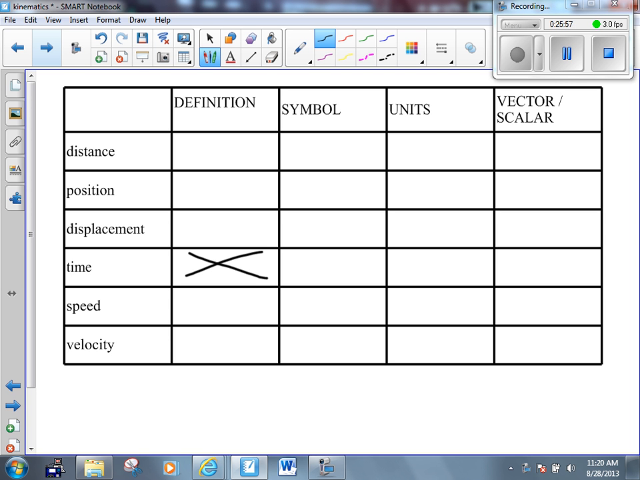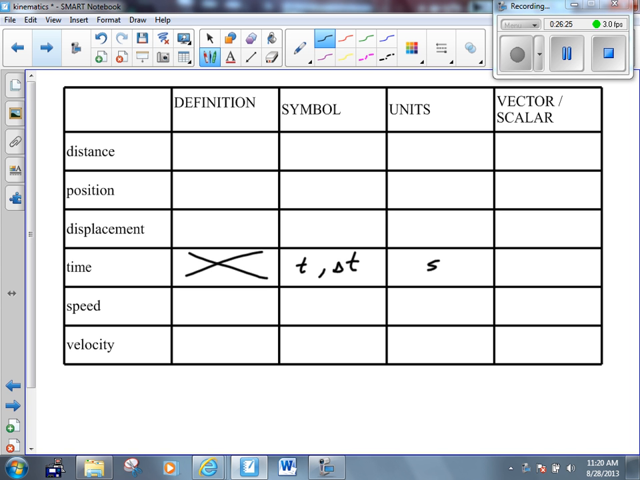The symbol for time will be t or delta t. If we're talking about a specific moment in time, it would be t. If we're talking about a time interval, how much time has elapsed, then we'll call it delta t. The units would be hours, minutes, seconds. The standard units would be seconds.